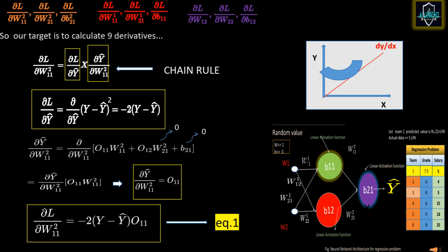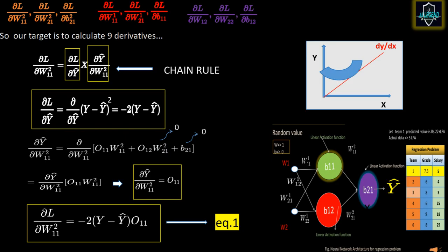Then second, ∂L/∂W111, comma ∂L/∂W121, comma ∂L/∂B11. This is the second step we have to find out, and the third one is ∂L/∂W112, ∂L/∂W122, and then ∂L/∂B12.